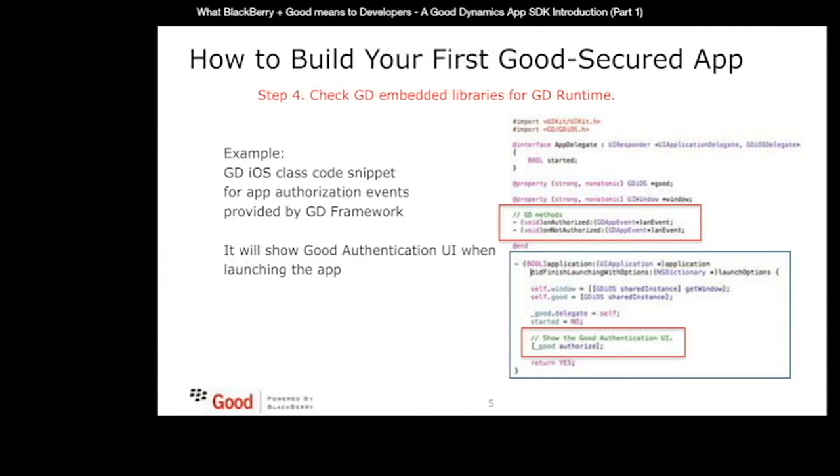So let's just get into a little bit of code. This code snippet shows you a Good Dynamics framework class, demonstrating the identity, authorization and access process. So once you run the application, it will show the Good Authentication UI on top of your regular launch screen.